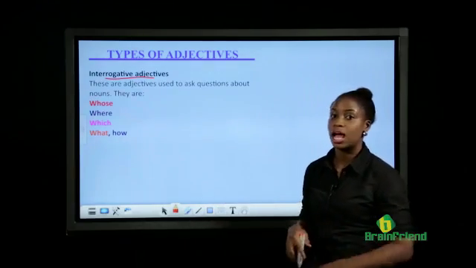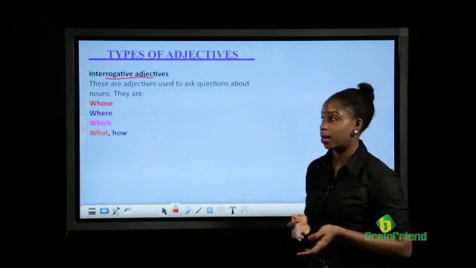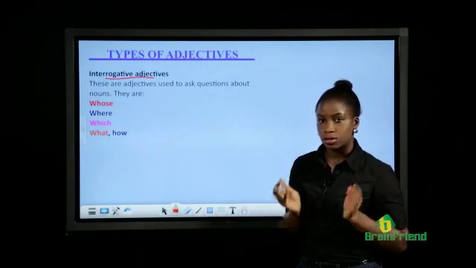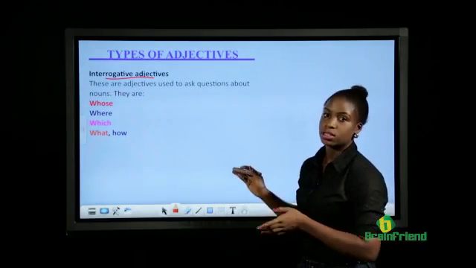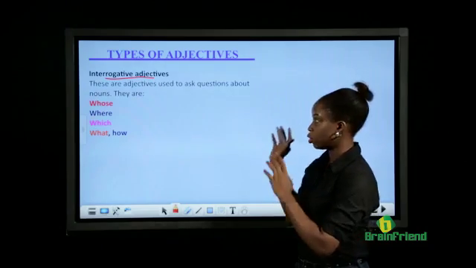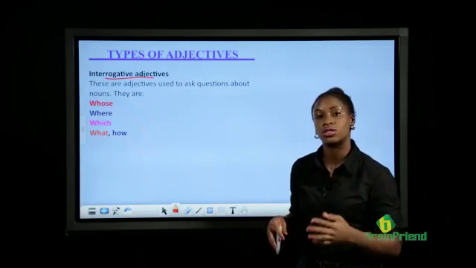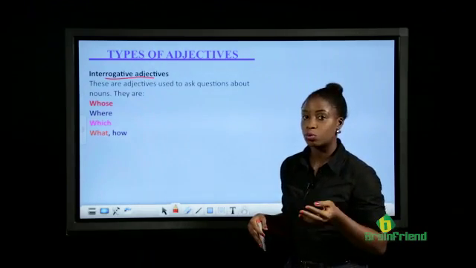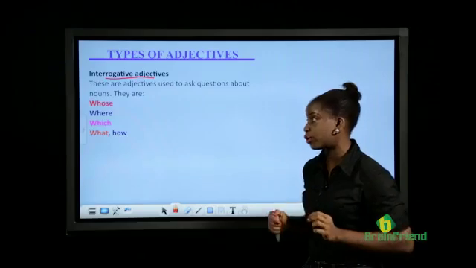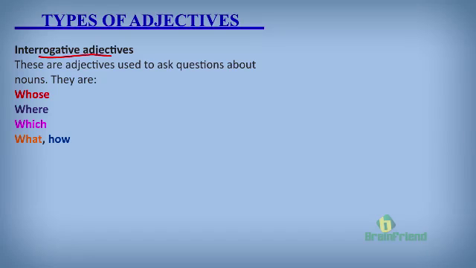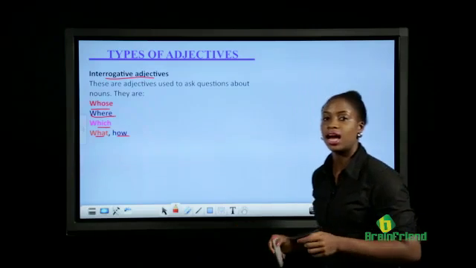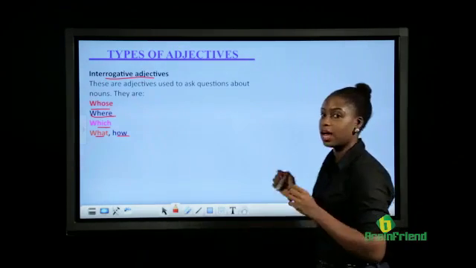These adjectives are used to ask questions or inquire about something. Here, we're talking about nouns and pronouns, since the topic we're looking at is adjectives. So interrogative adjectives are used to ask questions or inquire about more information of a noun or pronoun. They are whose, where, which, what, and how. Now let's see how these interrogative adjectives are used.